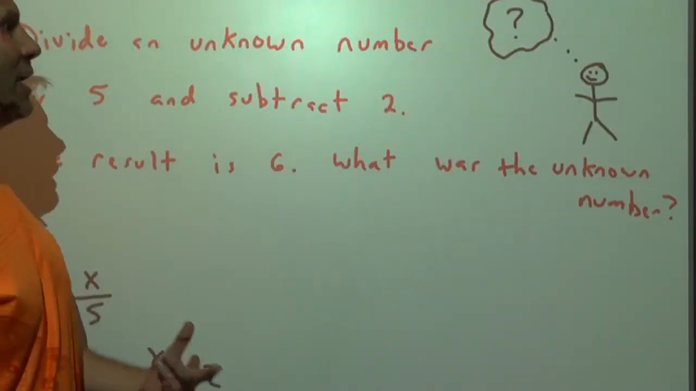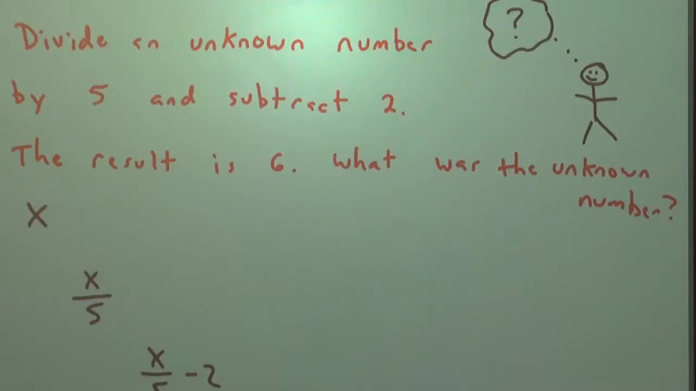Hey, we're going to divide an unknown number by 5, and then we're going to subtract 2. The result is 6. What was the unknown number? Well, we started with the number, we then divided it by 5, and then we took away 2, and the resulting number was 6.